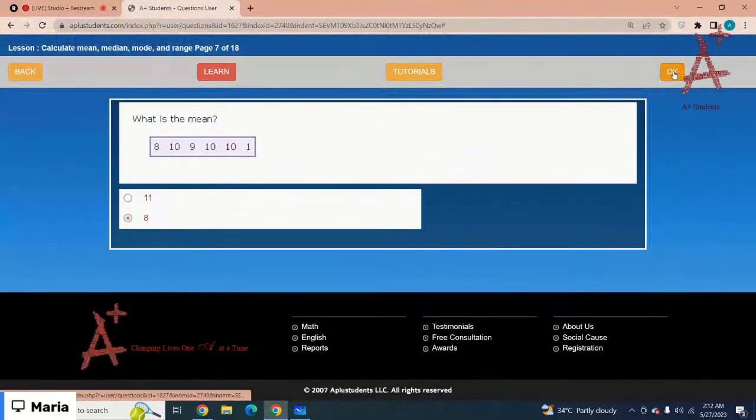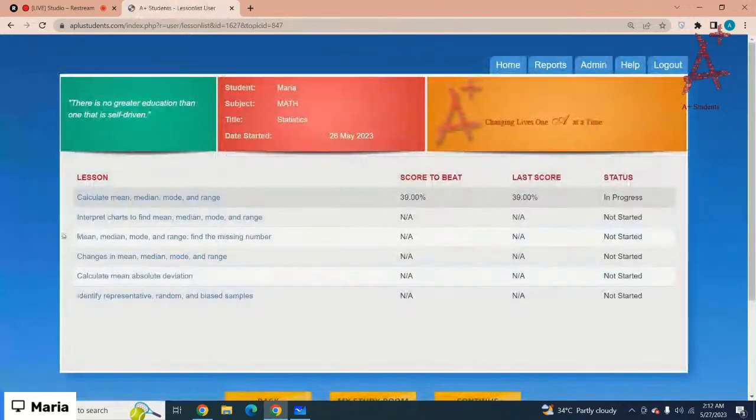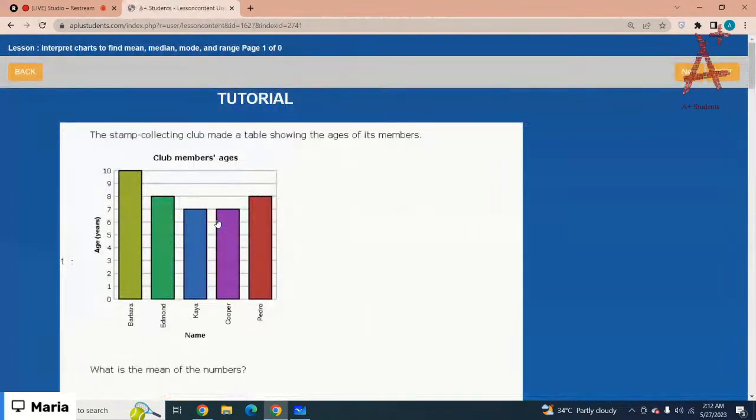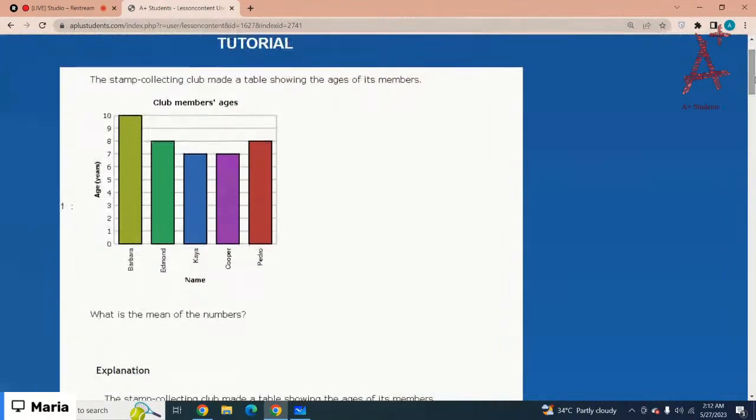Okay, you can complete the test by yourself later today. So let me just move on to the next lesson. The next lesson is interpreting charts to find mean, median, mode, and range. So now you're given graphs, and you have to calculate the mean, median, and range from the graphs. Let's just start with the first example.